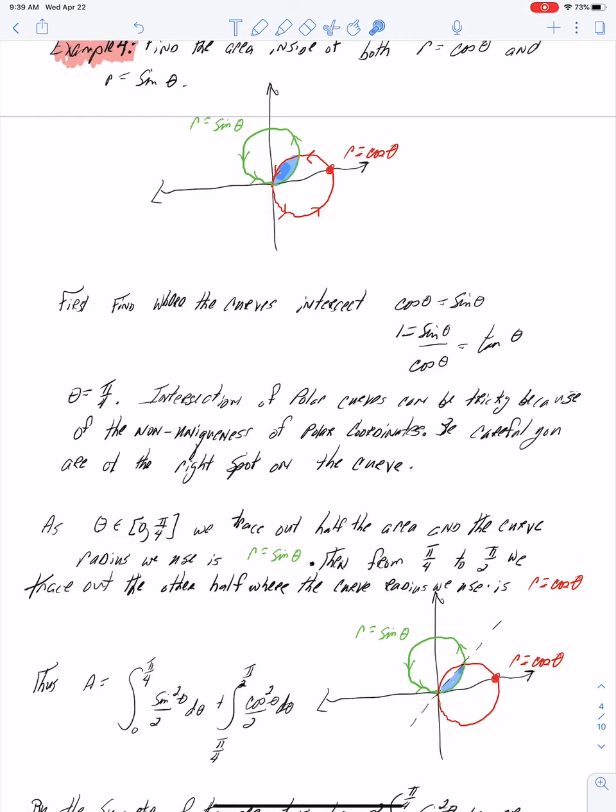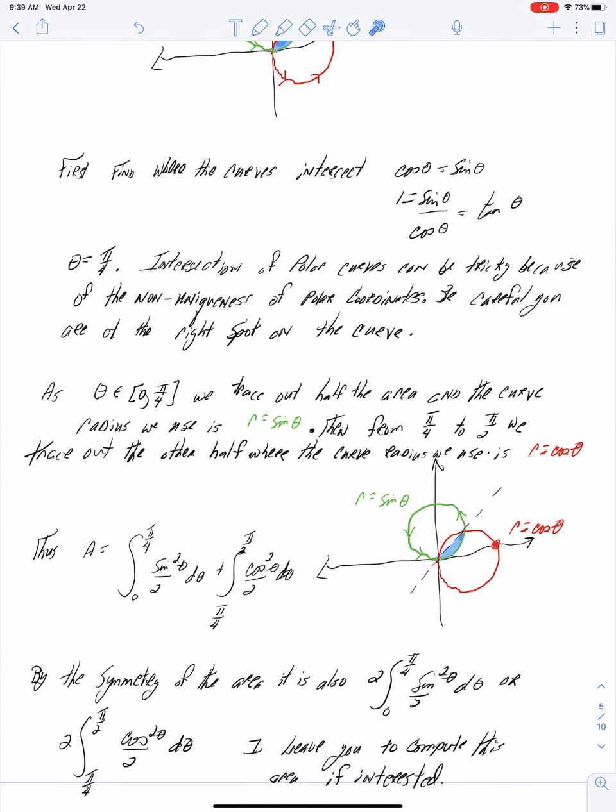All right, so what I'm saying is then, as theta runs from 0 to pi over 4, this piece, and think of this radial arm here sweeping it out, I sweep out exactly half the area by the symmetry as I go from 0 to pi over 4. And what is my outside curve? It's r equals sine theta, right?